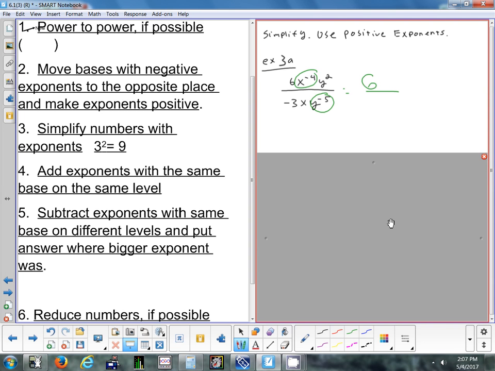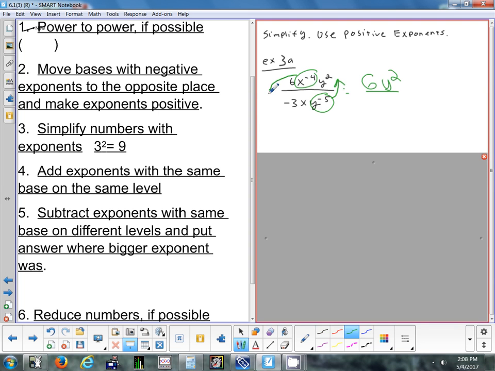Y to the 2, yeah, that'll stay because it was positive, then have to move it. Will there be anything else on the top? Any other bases with exponents? Huh? No? Look at what I circled, right? Remember, on step 2, so we're moving bases to make them positive, right? We want to make the exponents positive. Is there anything else there? Mr. Hager's giving you guys a little hint.